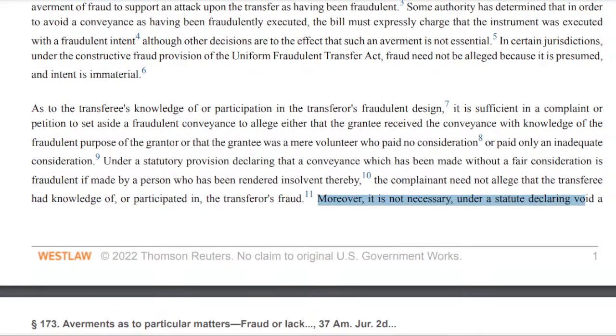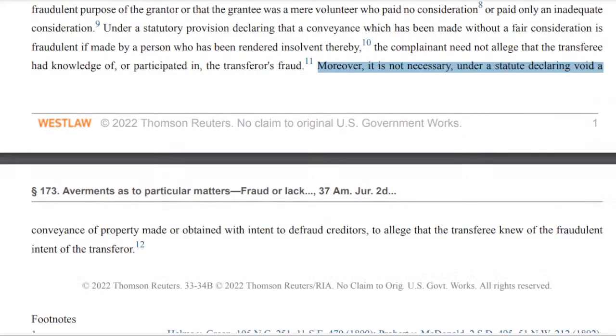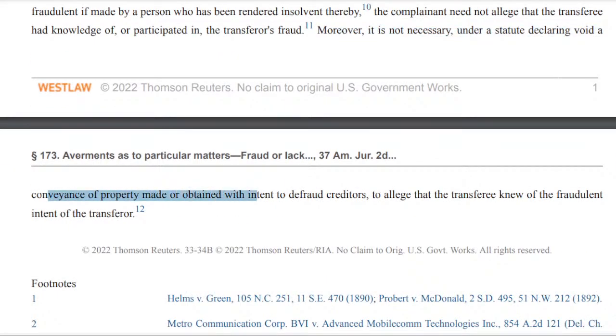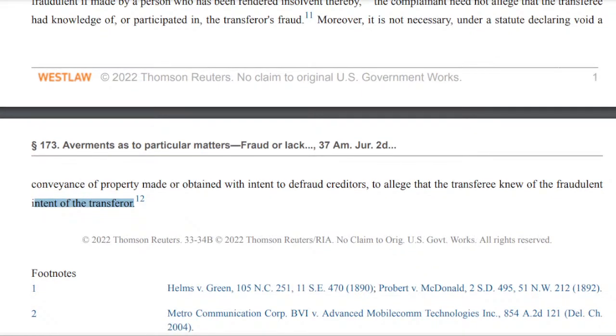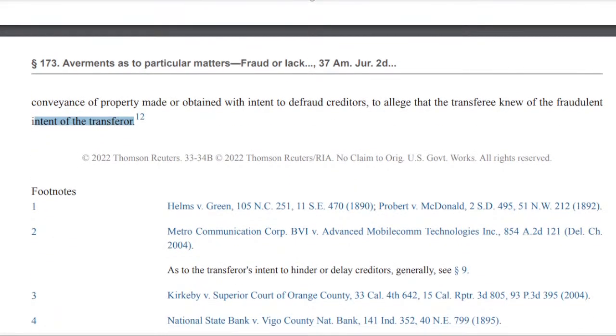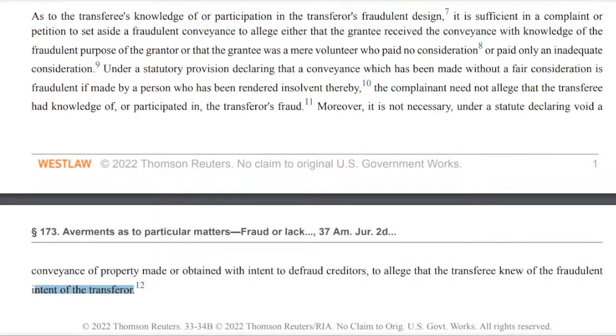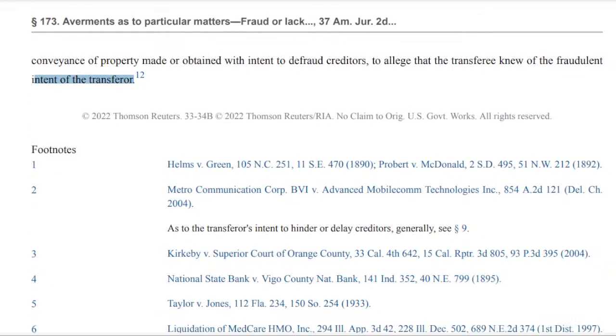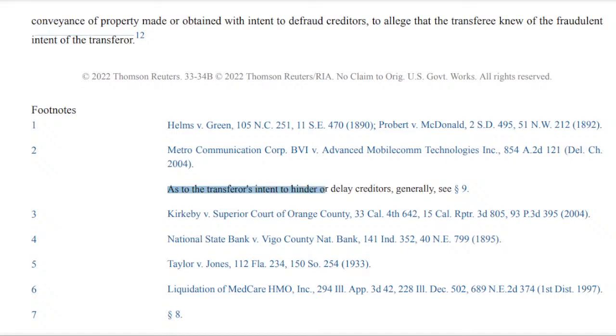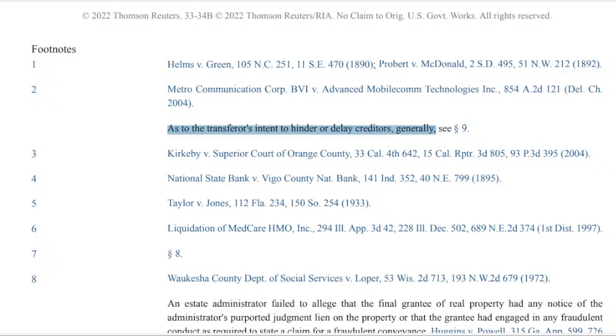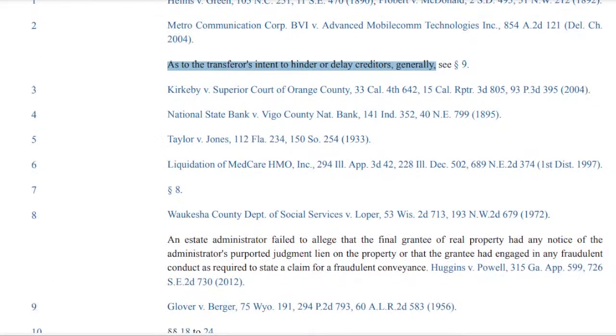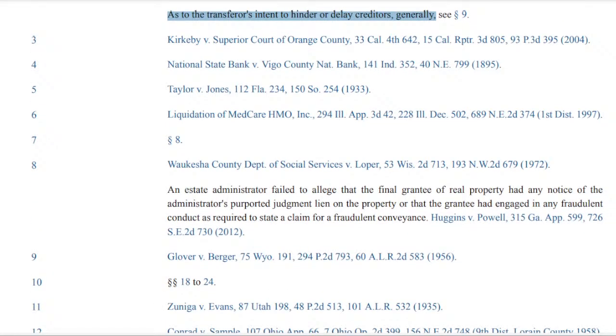Moreover, it is not necessary under a statute declaring void a conveyance of the property made or obtained with an intent to defraud creditors to allege that the transferee knew of the fraudulent intent of the transferor, which sounds a bit different than in the case of the corporation or insurance as we read previously. So that would be one big distinction we're seeing here, to me it seems. So, as to the transfer's intent to hinder or delay creditors, generally see Section 9, which we went over in Part 1. And looks like we have here a 1972 case, 2012 case, great.